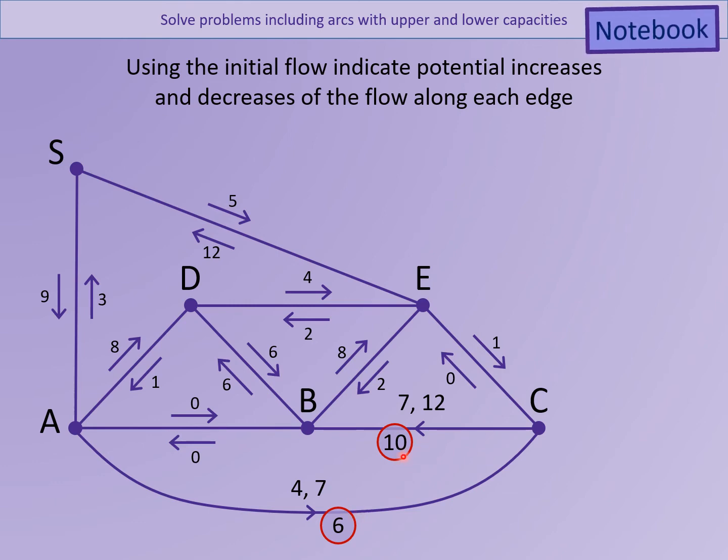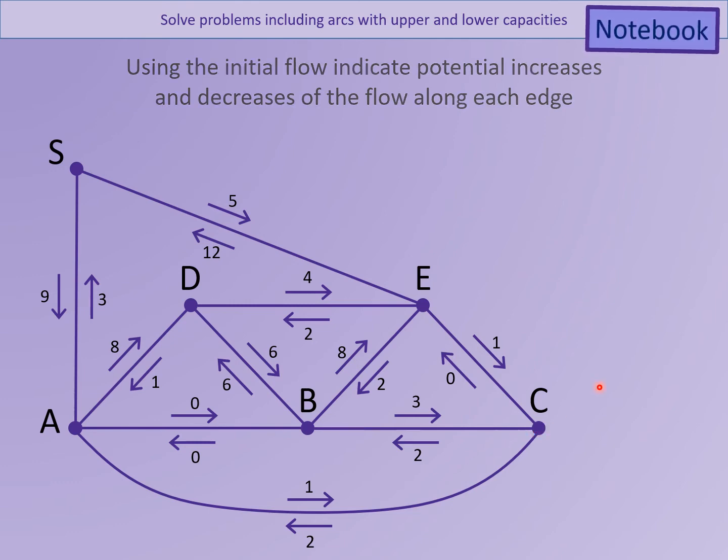This one, I'm not sure what's next. Let's go for this one. It's got 10 flowing in it. We can still flow another 2 along the same line. So we can still push 2 in this direction. But backwards, to cancel it out, we can drop down by 3. So there we go. And then finally, I've mentioned this already. We could definitely still push 1 through that pipe. And we could definitely reduce it down by 2. So there we go. All right. So well done if you managed to get that drawing just there. Looking at that. Okay.